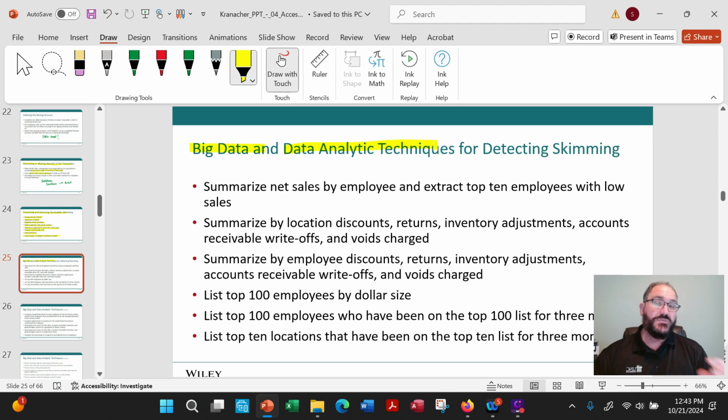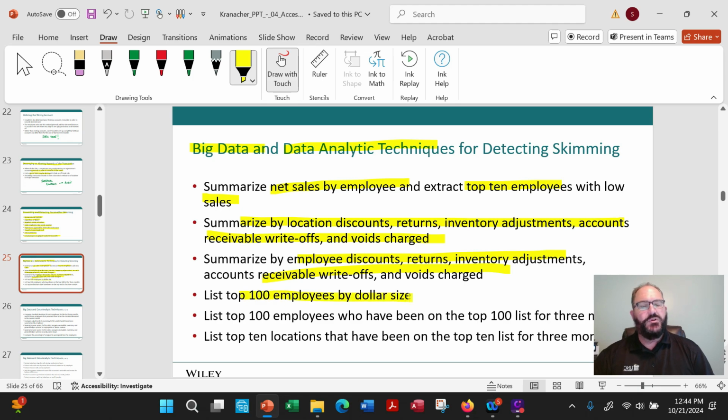So check this out. Some of the things you could look for: summarize net sales by employees. Take a look at the top 10 with low sales. Maybe they're deleting some of their sales. Summarize by location: discounts, returns, inventory adjustments, write-offs, and voids. So again, you see what we're doing. We're not necessarily saying that they did anything, but it starts to be an indicator. Again, employee discounts, returns, write-offs, and voids.